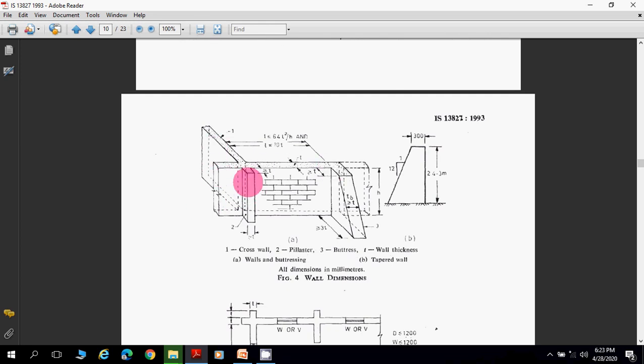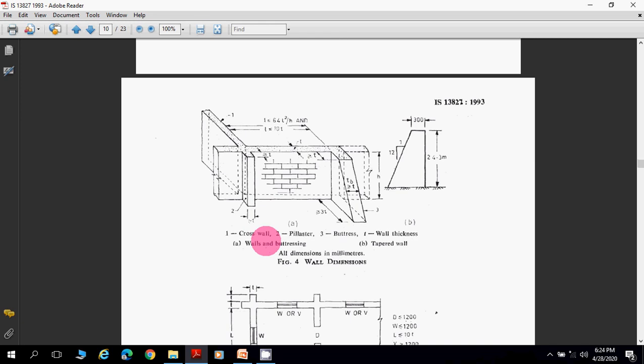If two masonry walls are provided, these are called pilasters, which are the outside projections of the walls. So number 2 is pilasters, number 3 is the buttress. This should be provided with a minimum thickness at the top of 300 mm and having a slope of 1:12, increasing the width at the bottom. So this is the way of constructing the buttress, and these buttresses are provided to support the masonry walls during an earthquake, and these are the projections of pilasters.